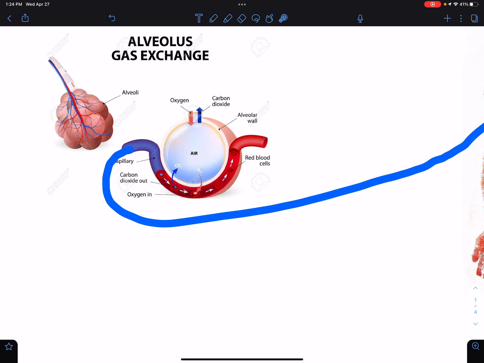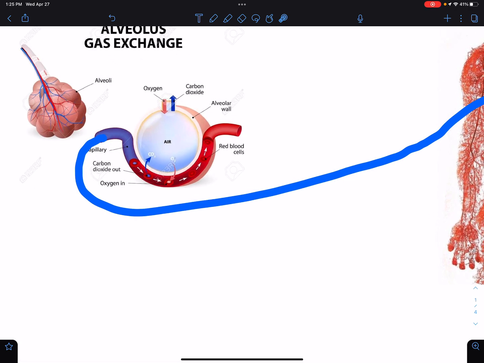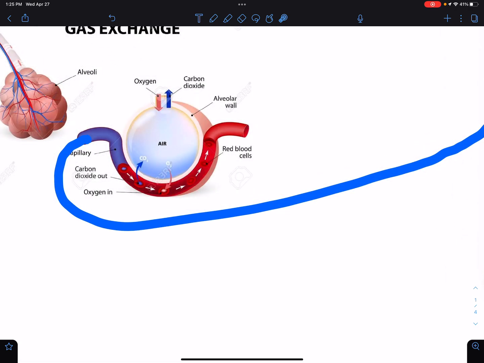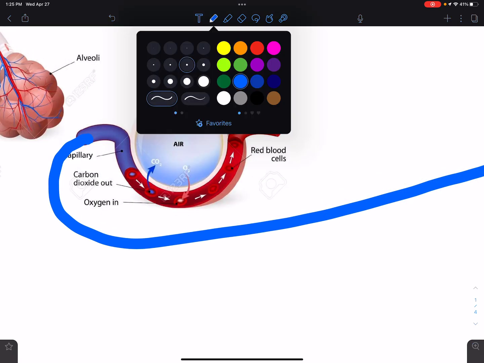And when you breathe in, these sacs fill up with fresh air. And when you exhale, you push air out of your body. It's actually creating areas of high and low pressure inside of your lungs, and that's how gas is moving in and out. But anyway, we'll talk about that later. Okay, so how does oxygen get into your blood and CO2 get out of your blood? Well, it actually is just simple diffusion.